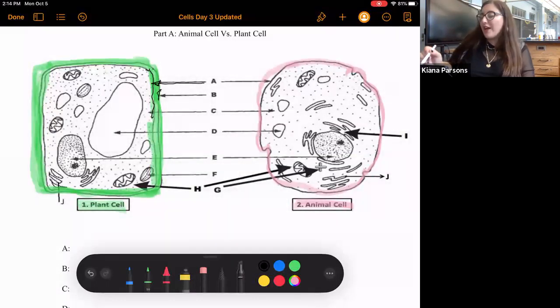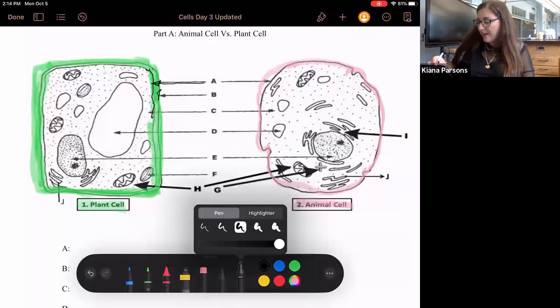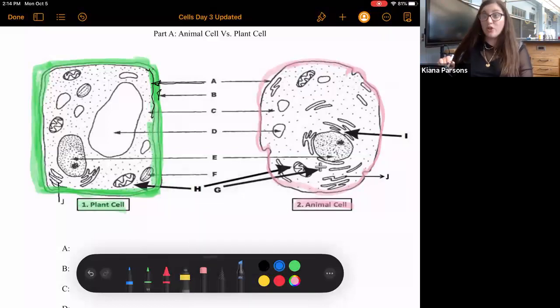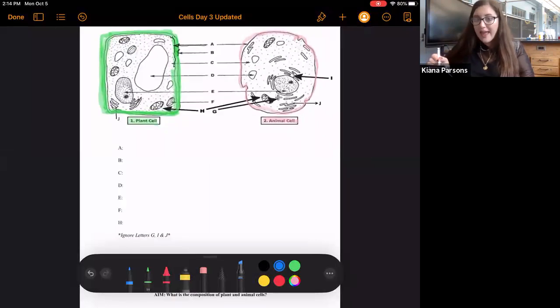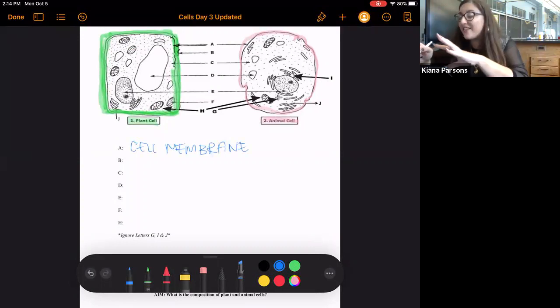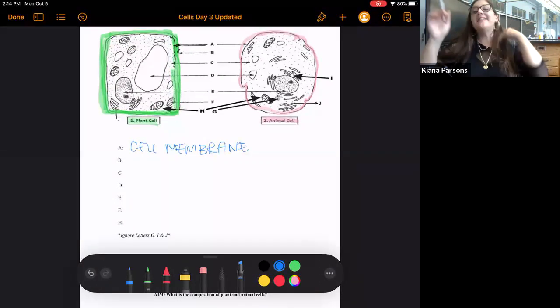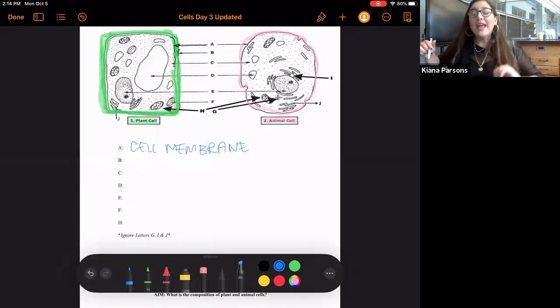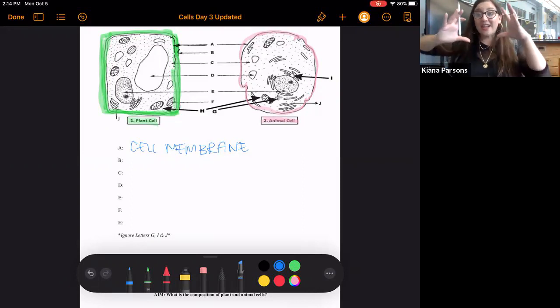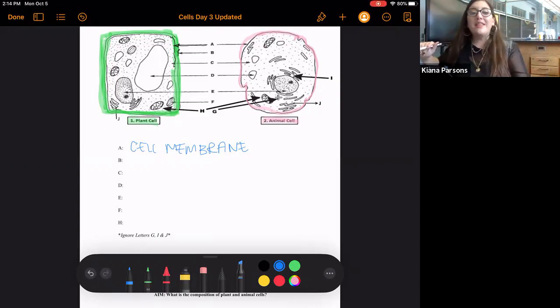So that structure, A, that is very important and critical to transport within cells, is the cell membrane. So A is the cell membrane. So that's on the outside, the exterior layer of the animal cell, and the cell membrane is just inside another important structural external organelle on the plant cell.